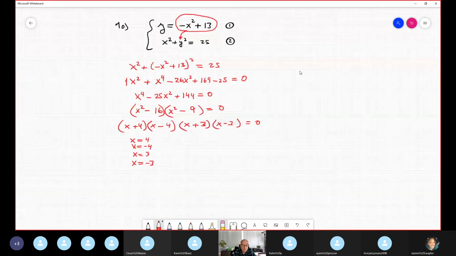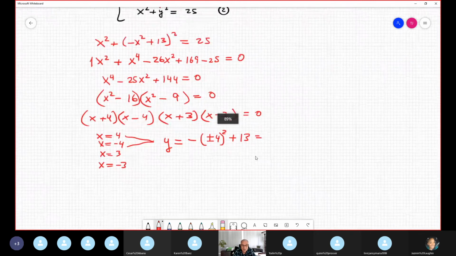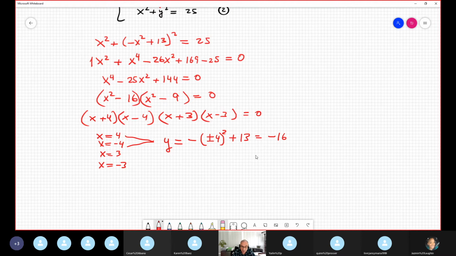So we can substitute, because it's negative plus or minus 4 squared plus 13. Regardless, it's plus or minus, and when you square, it becomes positive. So actually this is 16 positive. Actually it's minus 16, because this minus I put in the front, plus 13 is a negative 3, no? Negative 3.